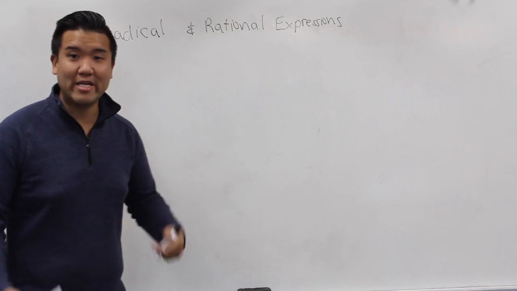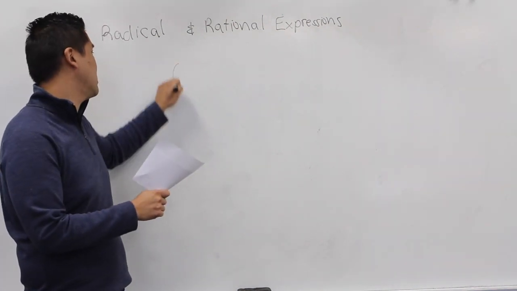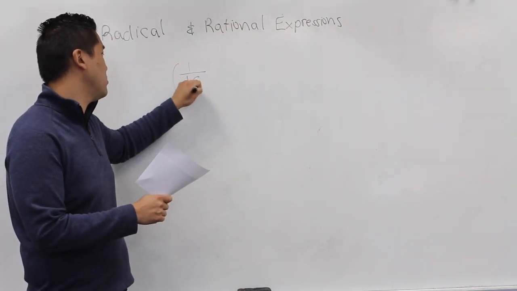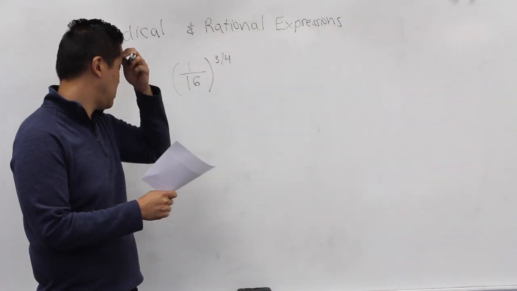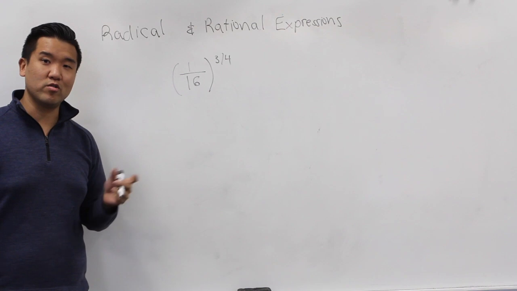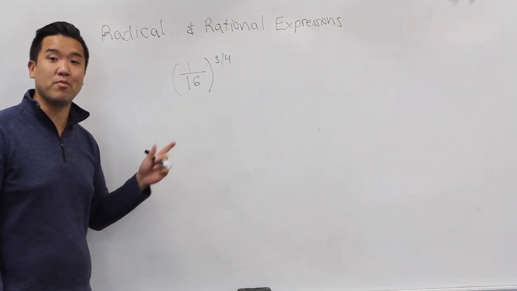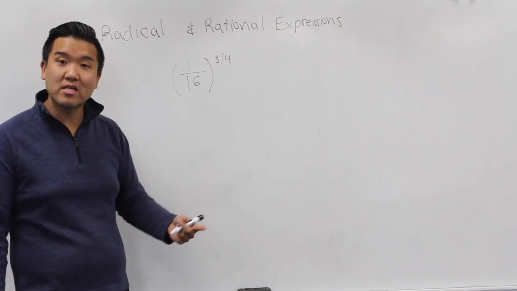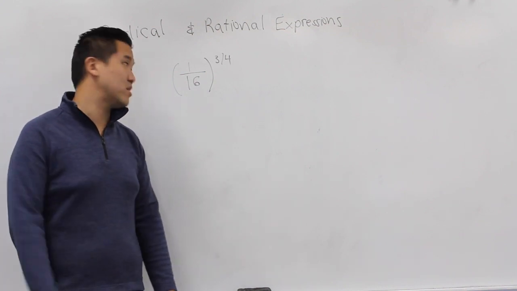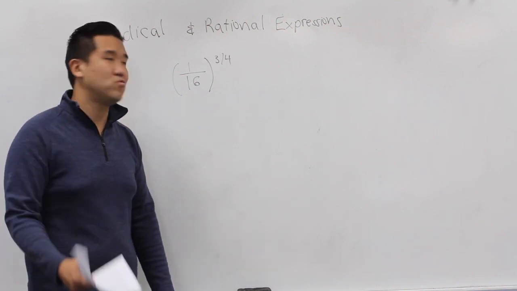Alright, last one, advanced. Let's try this. Let's try to trick you guys a little bit. 1 over 16 to the 3/4 power. Alright, we're going to use the quotient property for this one. Which one's my power, which one's my root? Try your best, don't give up. You guys can do this. I'll give you about 30 seconds to a minute, and go.